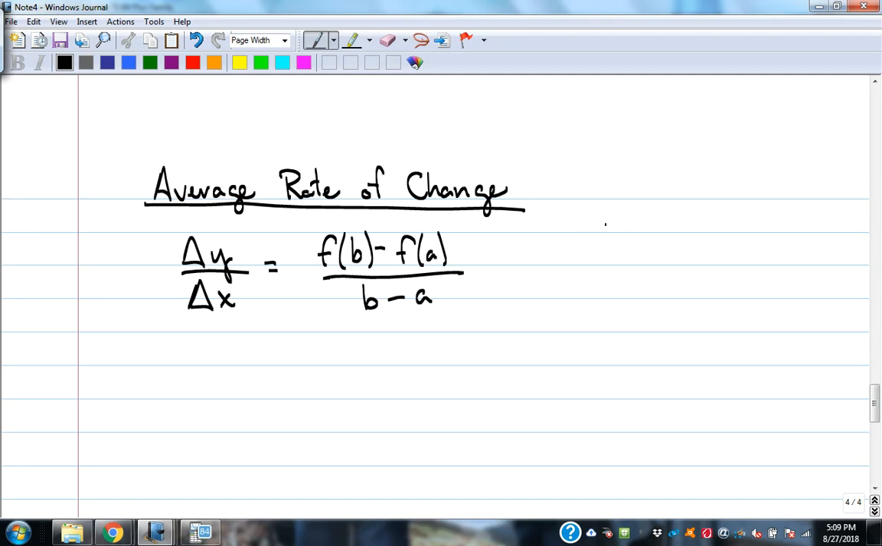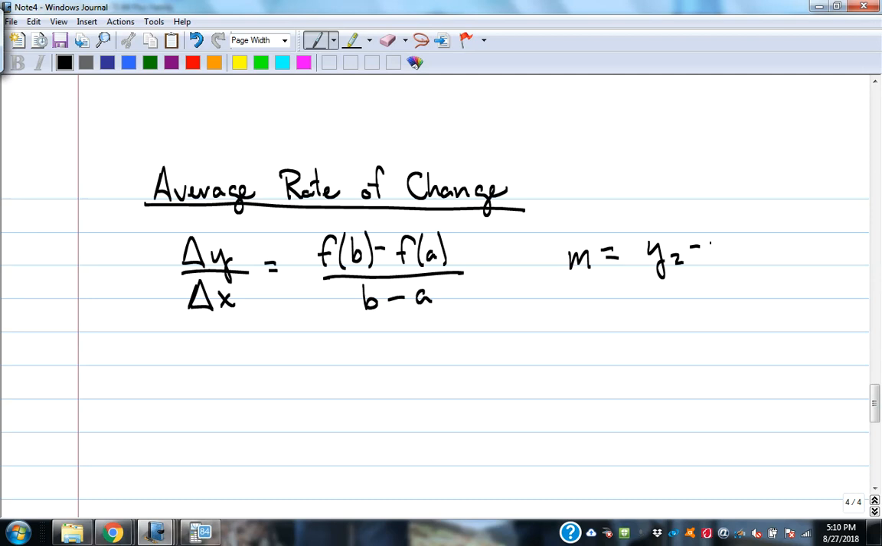What that says is delta y, the Greek letter, over delta x. That means changing y over changing x. And then this notation is the y value when x is b minus the y value when x is a, divided by the x value b minus the x value a. That's fancy stuff for something you've seen before that we wrote in algebra classes in high school.